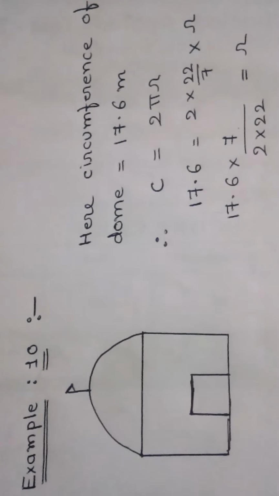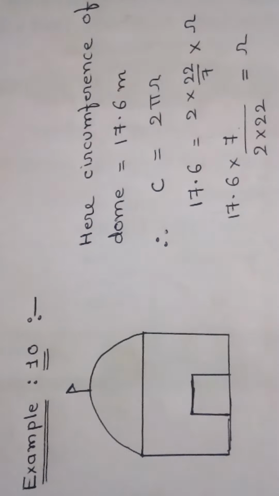A hemispherical dome of a building needs to be painted as shown in the figure. This is the hemispherical dome which is to be painted. Ahead it is given that the circumference of the base of the dome is 17.6 meter.